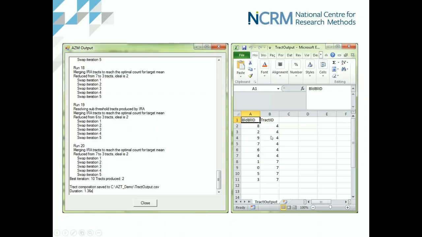So for the same example we've just been talking about, we've got the ID of each of the building blocks. They're not necessarily in the same order, and the ID of a tract to which they have been allocated. So in this case, zone 7, that was the one in the bottom right hand corner, has been allocated into tract 4 along with these others.